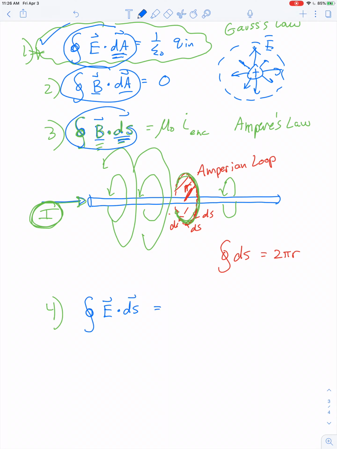Well, turns out that's a special equation in the study of electromagnetism as well, and this is equal to negative N d/dt of the integral of B dot dA. And there's a name for this equation. It's called Faraday's Law. The full name of it is Faraday's Law of Electromagnetic Induction.